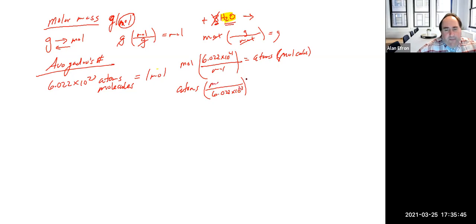And moles would go up on top, and you would end up with moles, as these would be atoms. That looks like a really bad 23 there. I'll try that again, fix that up. Again, obviously the atoms would cancel, you'd be left with moles.